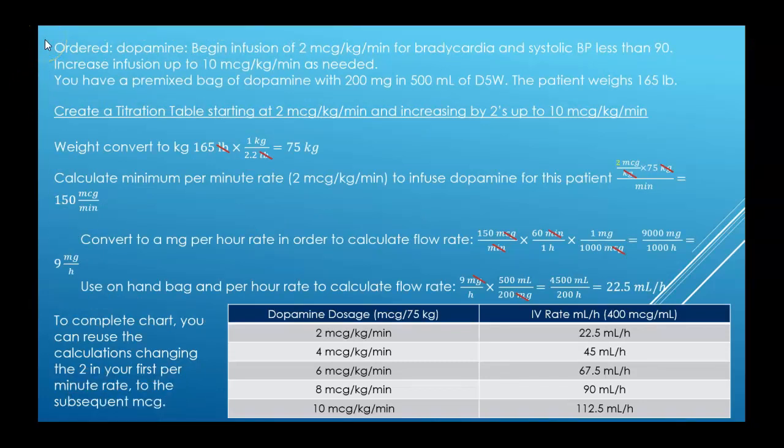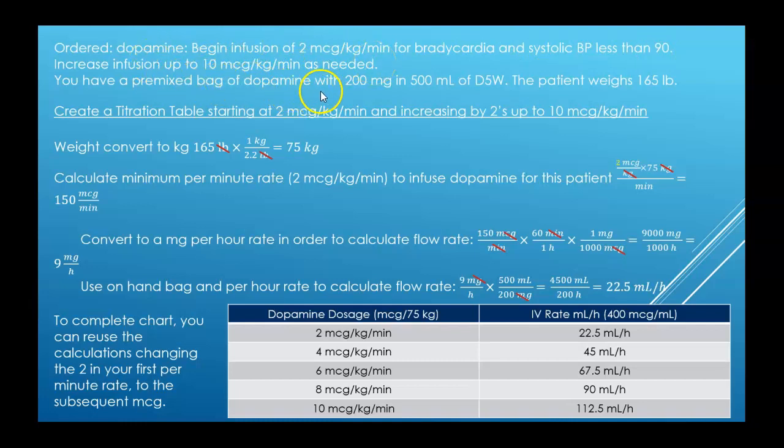Okay, order dopamine. Begin infusion at 2 micrograms per kilogram per minute. So notice this is now an amount per weight per time. So it's like a D rate, but based on weight. For bradycardia and systolic BP less than 90, increase infusion up to 10 micrograms per kilogram per minute as needed.